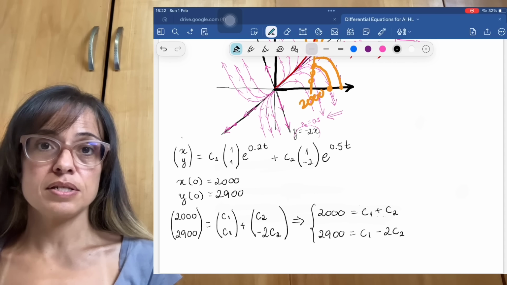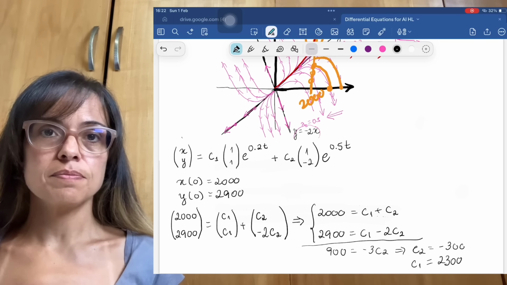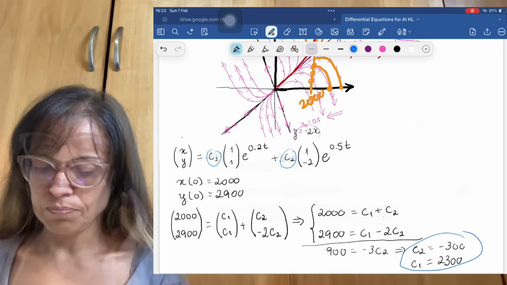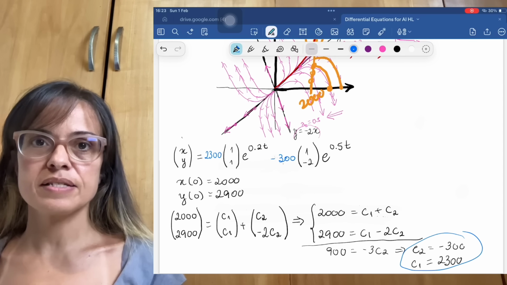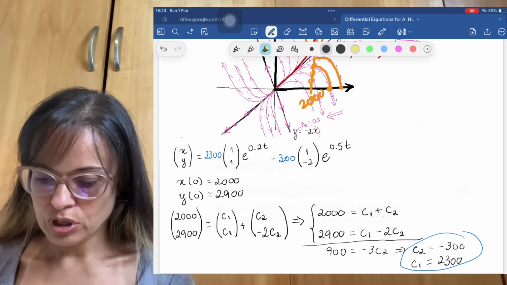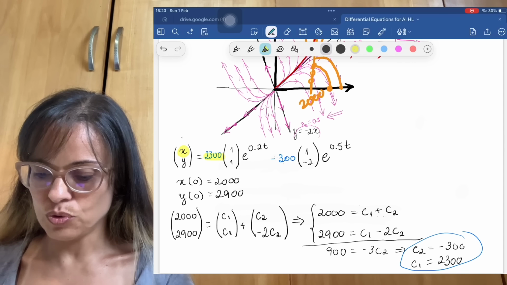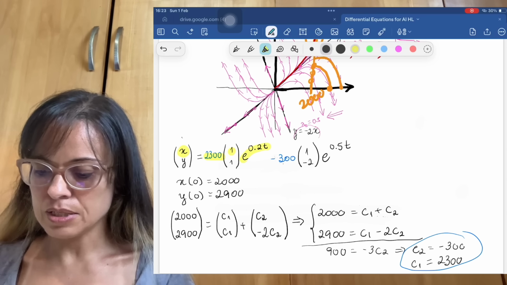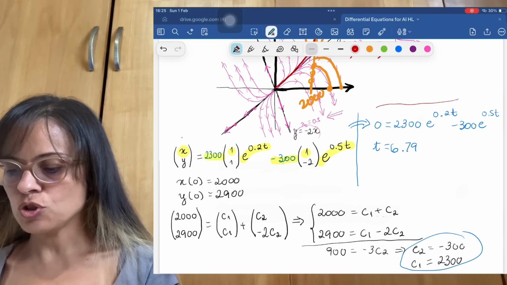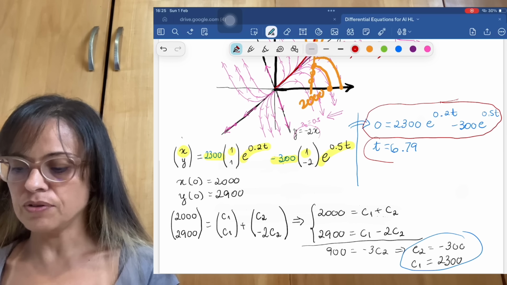This, again, is a system of two linear equations. You solve it and find the values of the constants. Now you're going to plug these constants into the equation, and we want to find out when x is 0. That was the question that he was asking. So you have a 0 here is equal to 2,300 times 1 times this, minus 300 times 1 times this. And then that just becomes an equation, and you use your calculator to find the value of t.